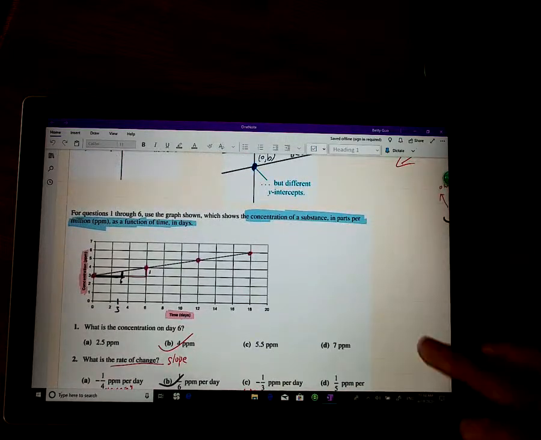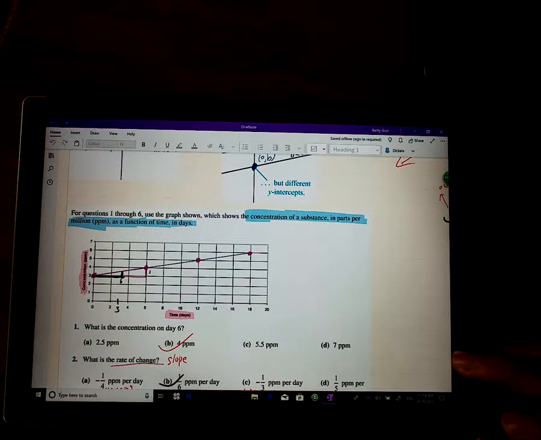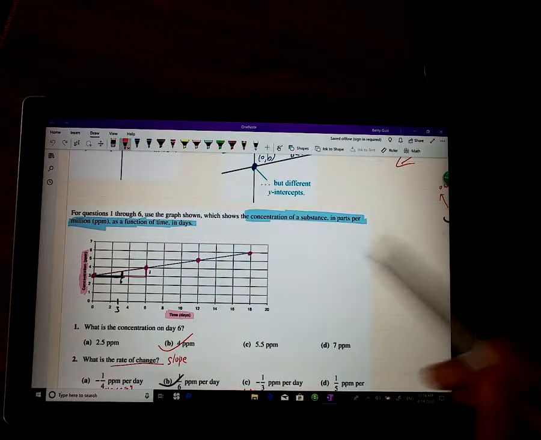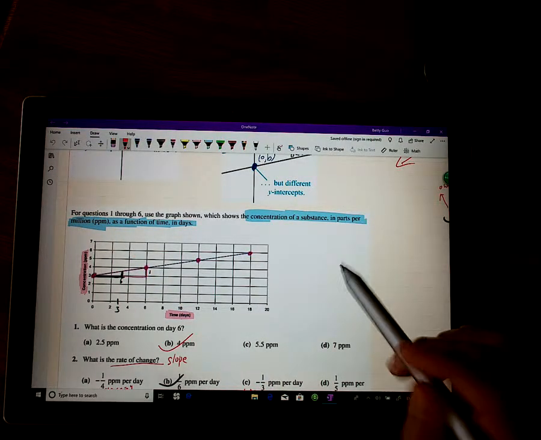Let's see the package in this section. For questions 1 through 6, use the graph shown, which shows the concentration of a substance in parts per million, so ppm, as a function of the time. So you can see the two variables. We're going to look at a function that describes the relationship of two variables.